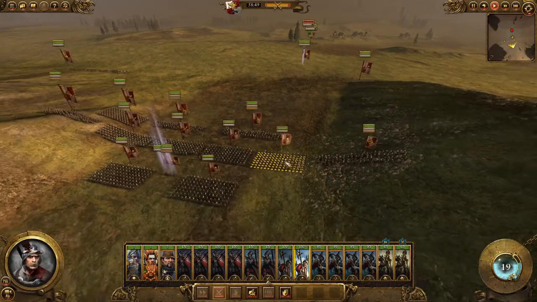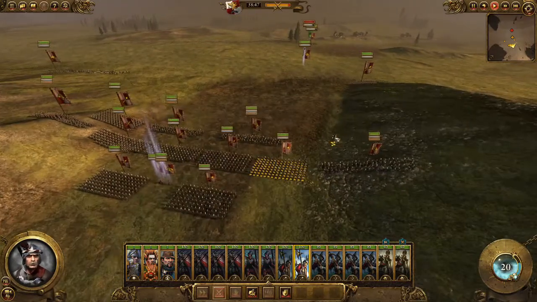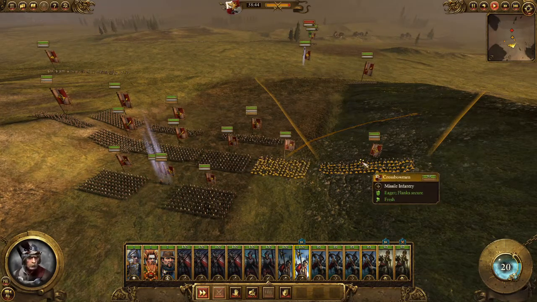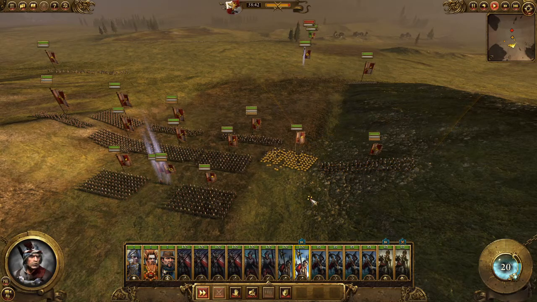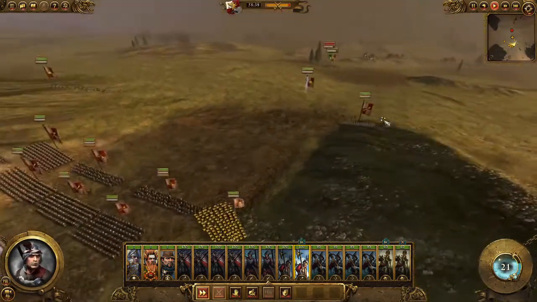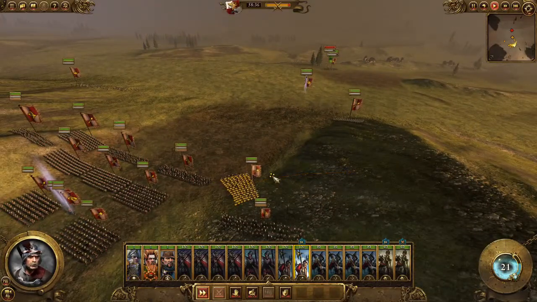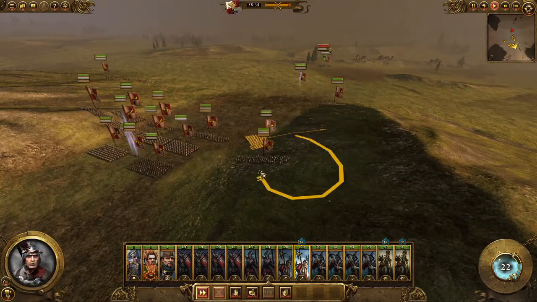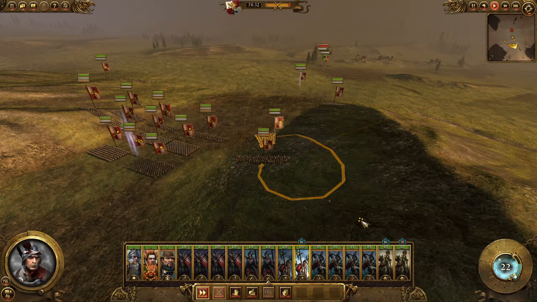Shift can also be useful for pushing units through gaps in your own lines or enemy lines. And then even swinging them around to attack from the rear.